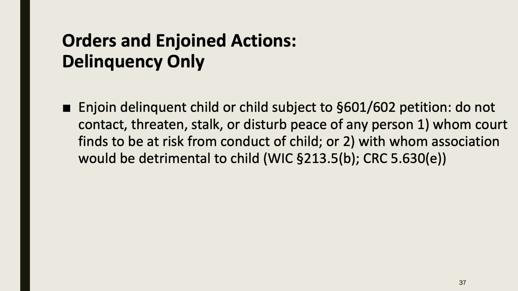In delinquency only, orders can be made to enjoin a delinquent child or child subject to a 601-602 petition not to contact, threaten, stalk, or disturb the peace of any person whom the court finds to be at risk from conduct of the child or with whom the association would be detrimental to the child.